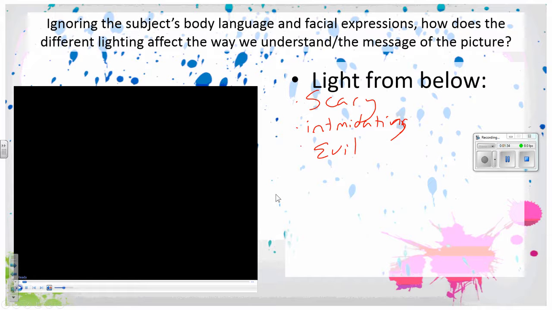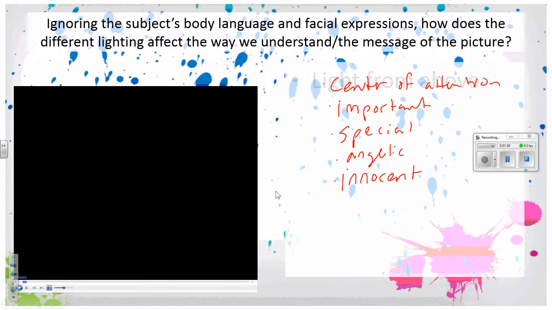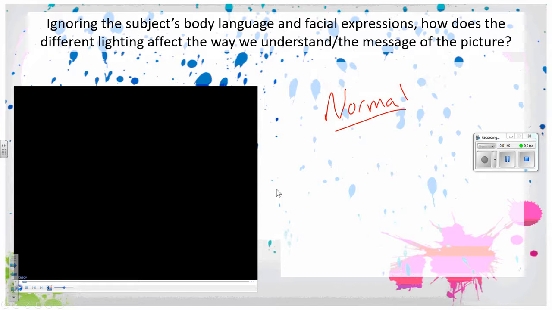When the light was from below, we were supposed to think the person was scary, intimidating, or evil. When light was from above, we were supposed to think the person was the center of attention, or important, or special, or even angelic or innocent. And when it looks like normal lights, we're supposed to think whatever we're seeing is normal.